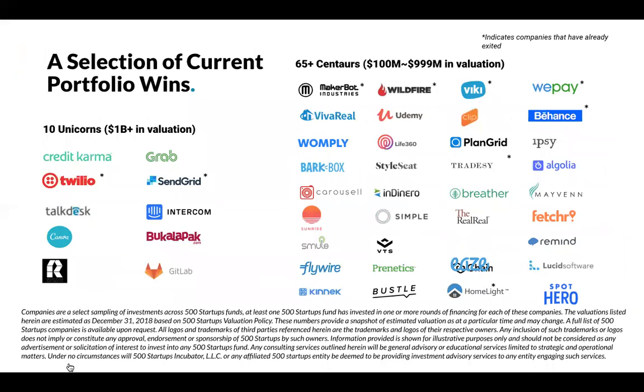And because of the large portfolio, and because of the deal flow and the activities that we run at a global level, in terms of how we define progress on the what, we currently have 10 companies that are valued over $1 billion. So 10 unicorn companies in our portfolio, and then over 65 companies that are valued from 100 million to 900 million. We call them centaurs.